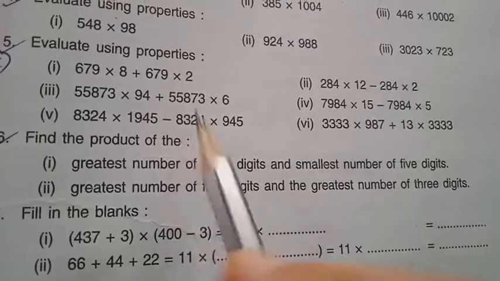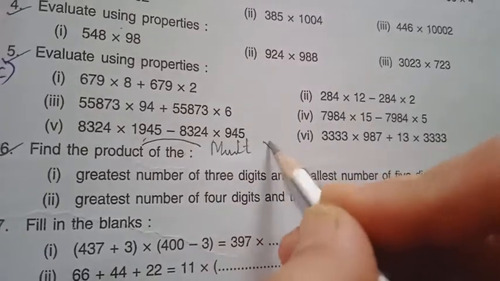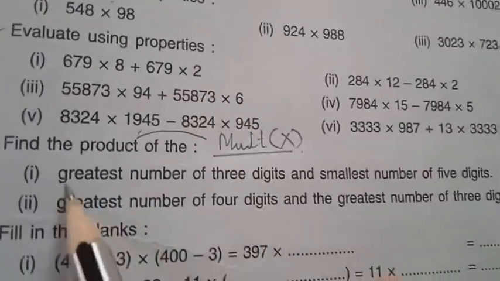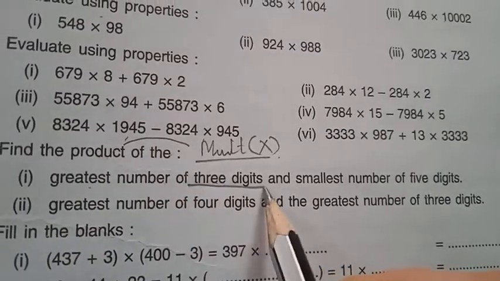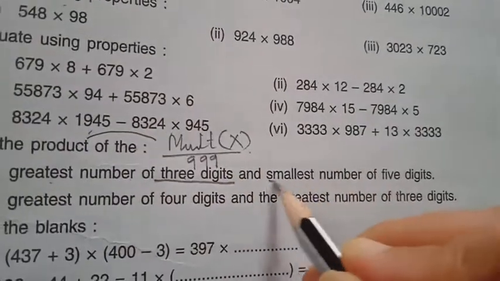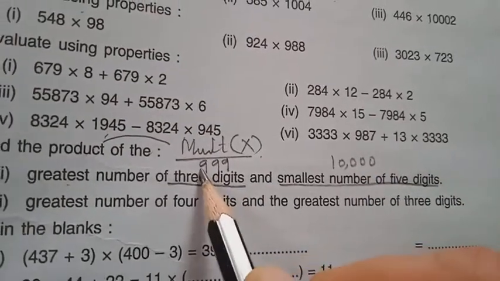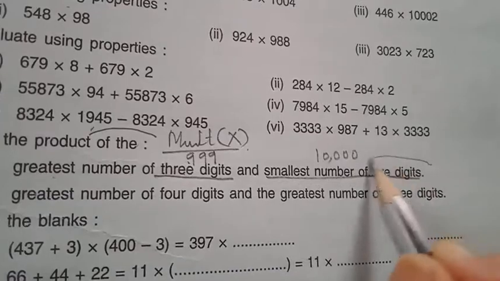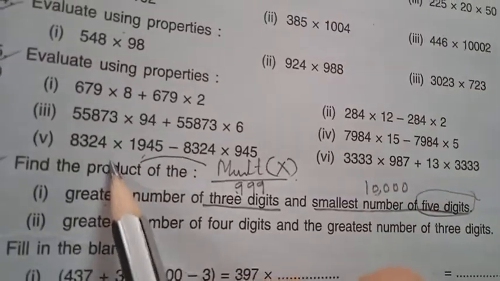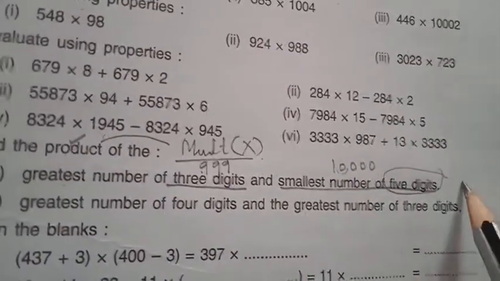Now question number 6. You can see question number 6. Find the product of. Product means you have to multiply. What do you have to multiply? The greatest number of 3 digits. Which is the greatest 3 digit number? The greatest number of 3 digits is 999. And which is the smallest number of 5 digits? 10,000. Right? So the greatest 3 digit number is 999 and the smallest 5 digit number is 10,000. So what you have to do is find its product. Product means multiplication. So 999 multiplied by 10,000 will give you the final answer.